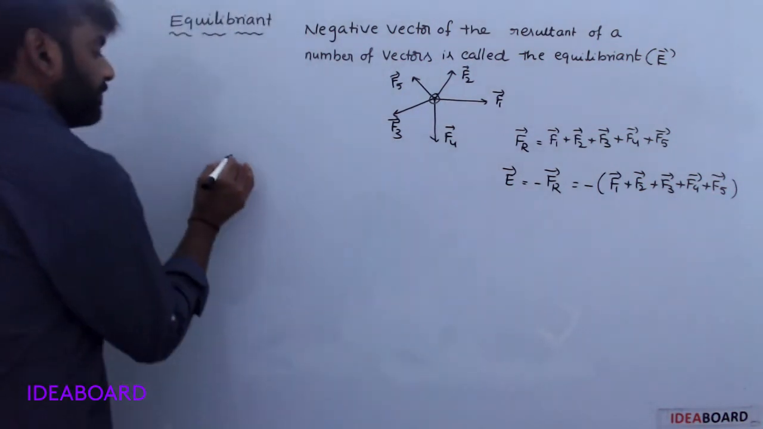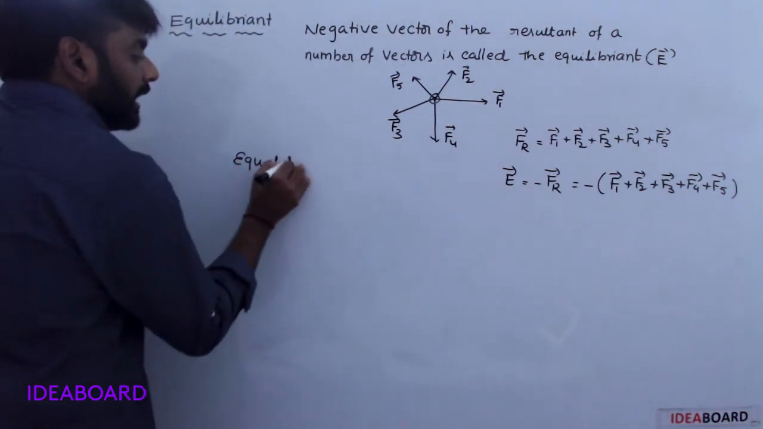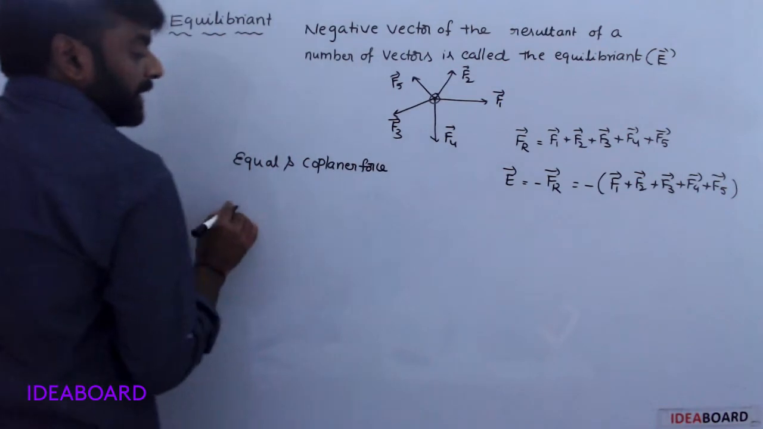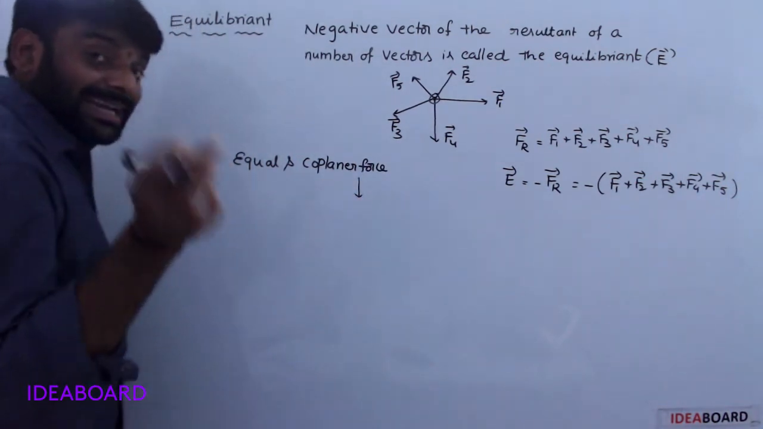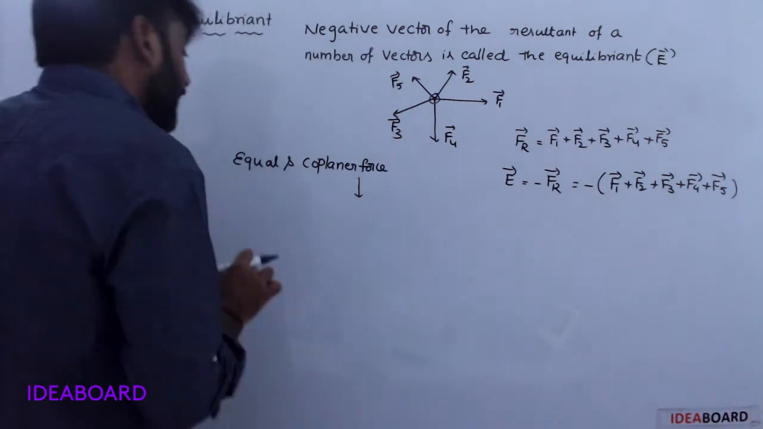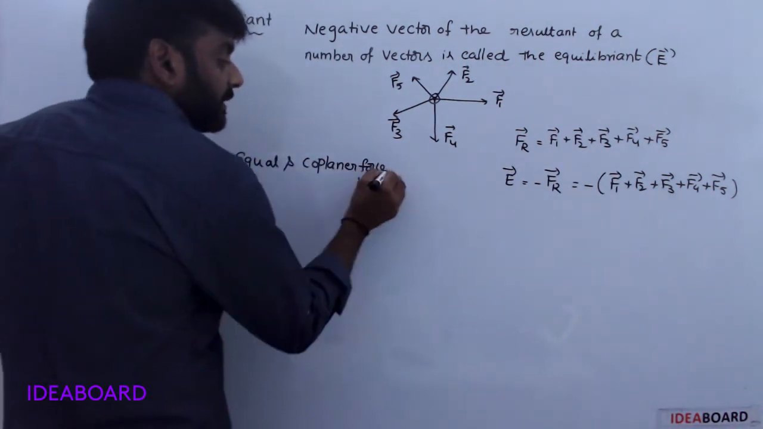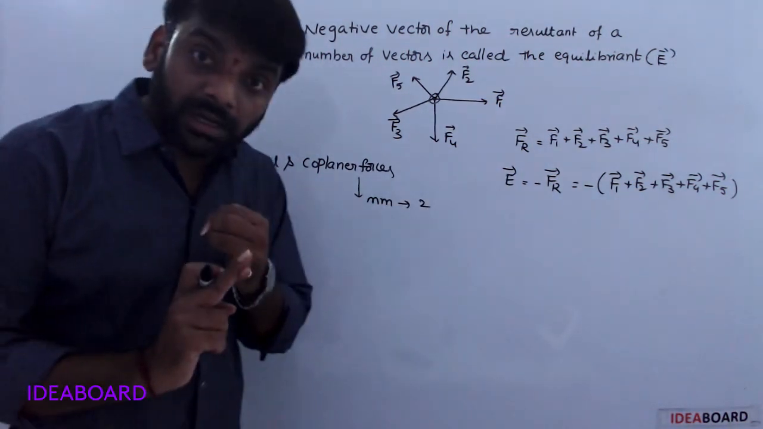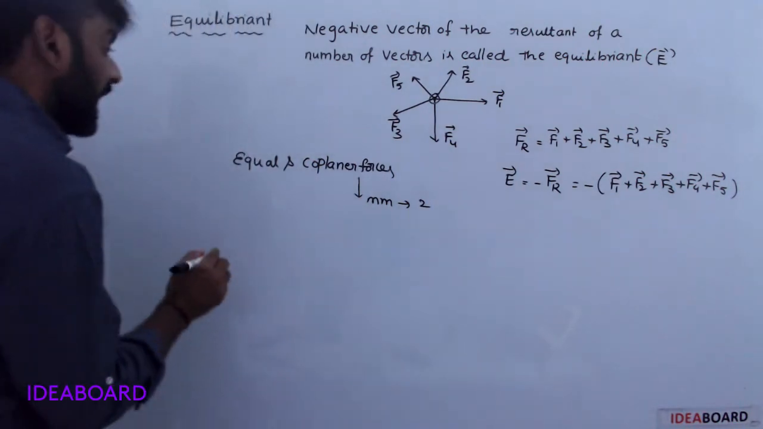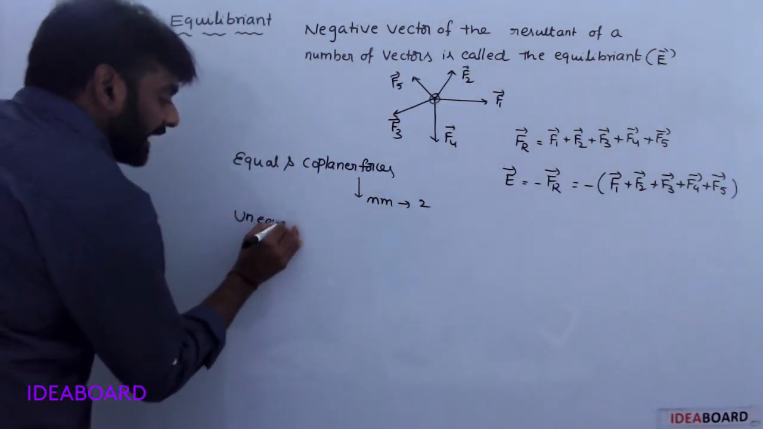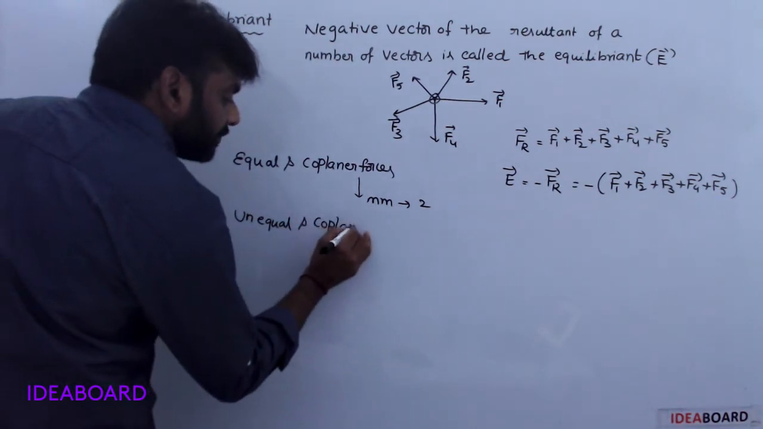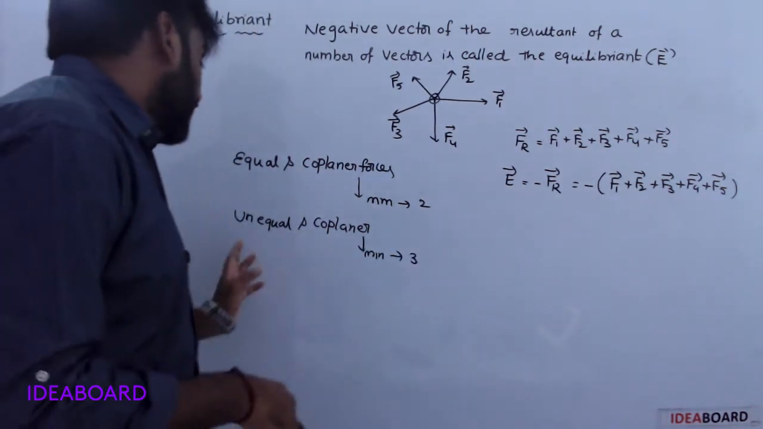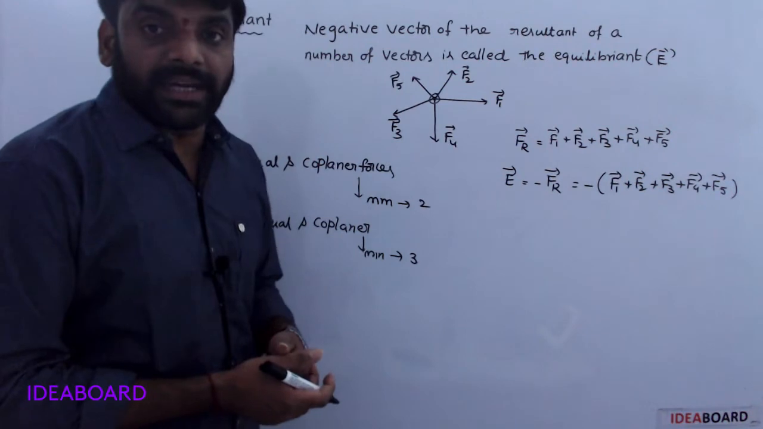Now, equal and coplanar forces to keep the particle in equilibrium: minimum 2 is required. Equal and at the same time coplanar. Unequal and coplanar: minimum forces are 3. Okay.